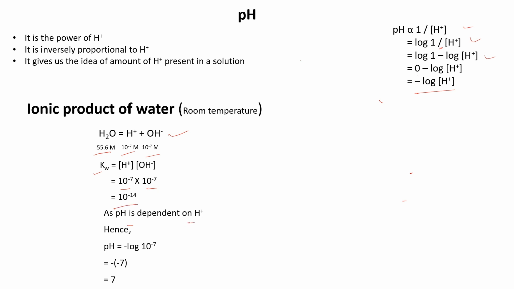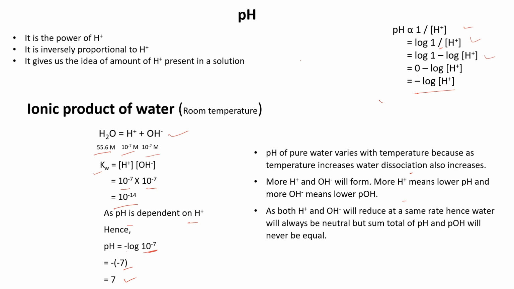As pH is H plus dependent, the formula is pH is equal to minus log 10 to the power minus 7, because the concentration of H plus is 10 to the minus 7. So log 10 to the power minus 7 is minus 7. So here one minus sign is there, so minus in the bracket, minus 7. The answer is 7. Understood? The pH of pure water varies with temperature. Why? Because as we increase the temperature, the water dissociation also increases.